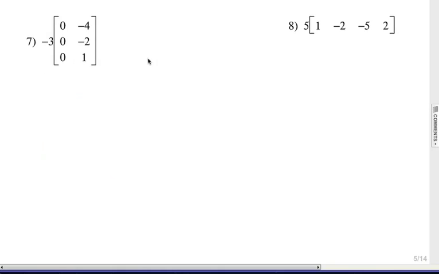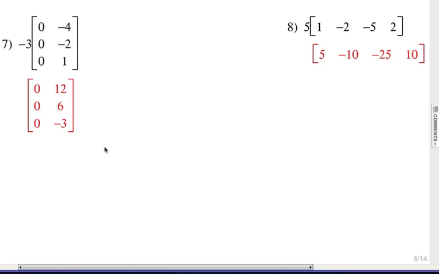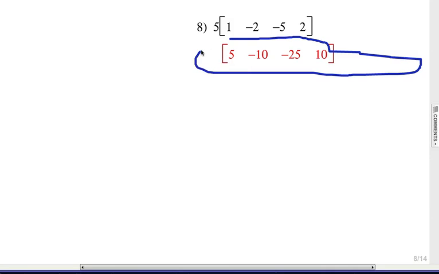Alright, you try number 7 and 8 and come on back. Number 7, this is going to be your final answer. And you notice that even if there's zeros in a row or a column, you still do have to write them in, okay? You can't have any empty spots in your matrix. So here we go. We're going to have zeros in that first column and 12, 6, -3 in the second column. And number 8, you're going to have this. Whoop, slipped off the screen there. 5, -10, -25, and 10.